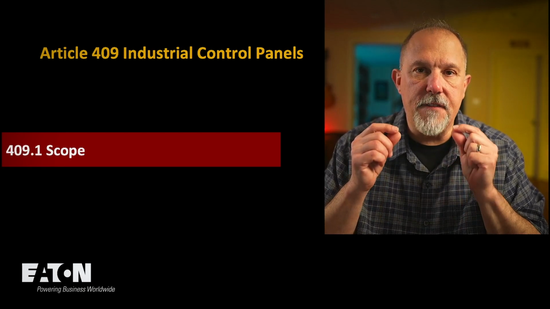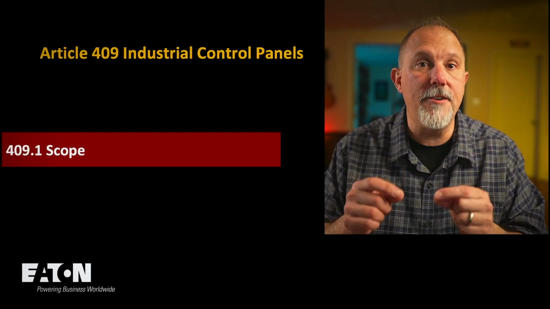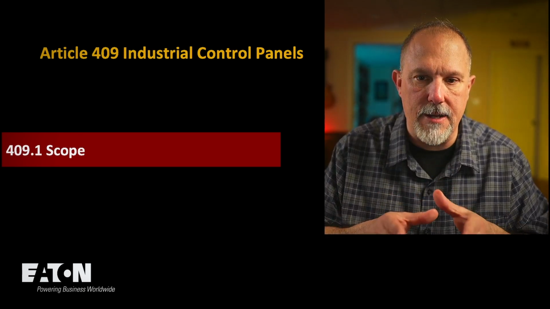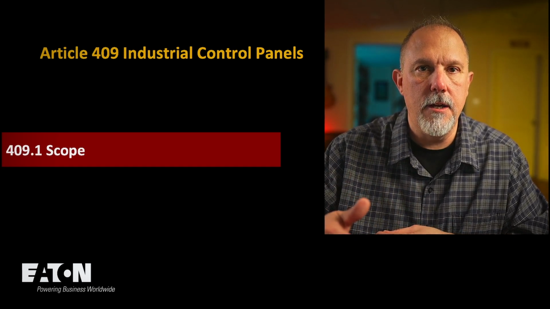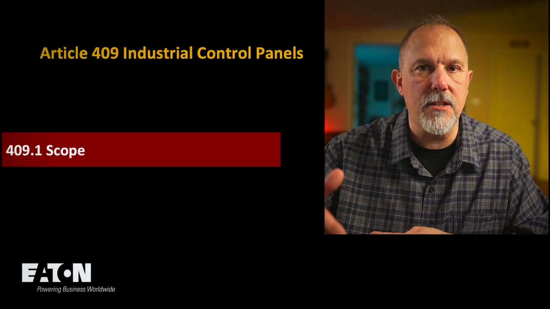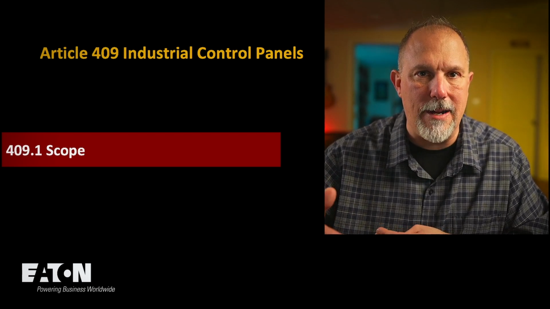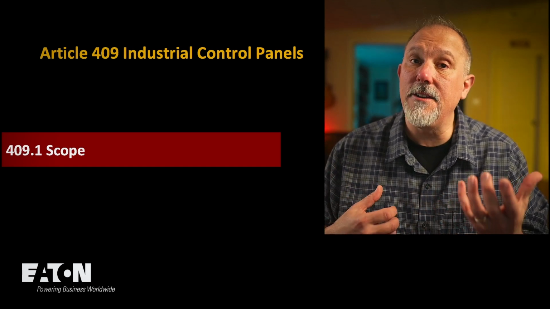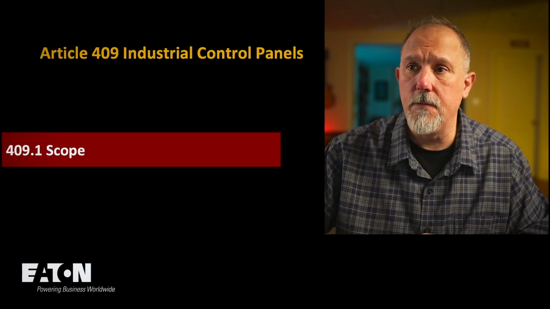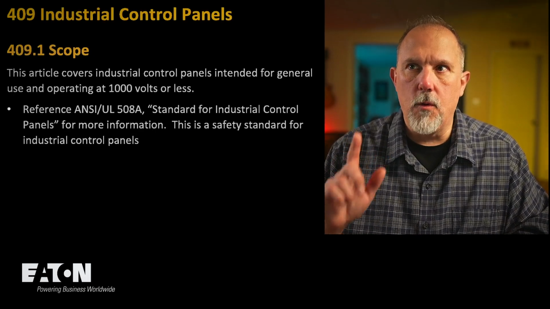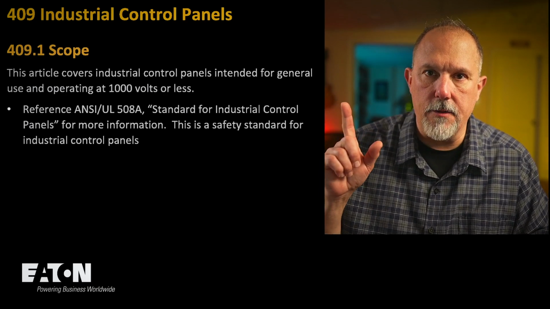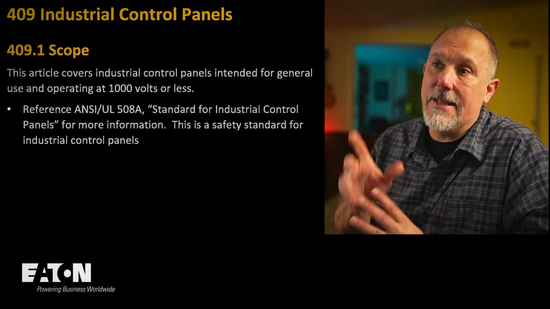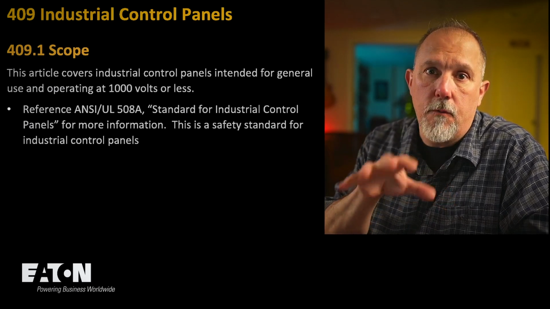So, the first step, in my opinion, is to understand the scope of Article 409, because for any piece of equipment that I'm looking at, I need to make a determination on what areas, sections, and requirements of the National Electrical Code I need to follow. That journey begins with understanding the equipment and understanding the scope of the article. So, Article 409 covers industrial control panels. 409.1 is the scope. Now, this tells us what Article 409 applies to.